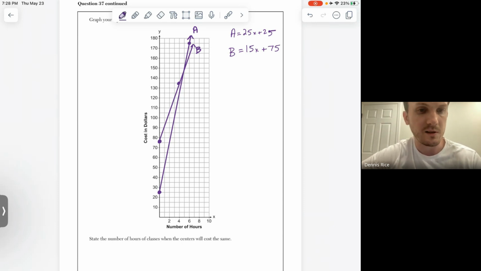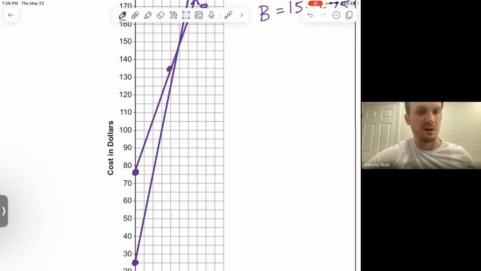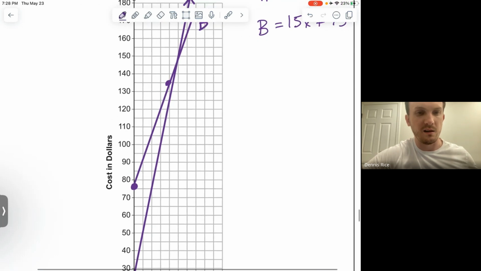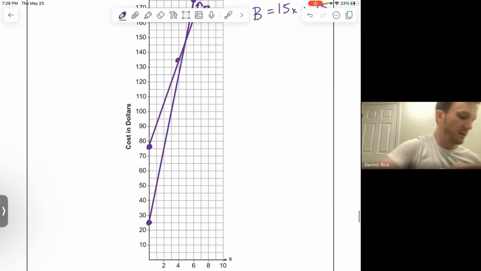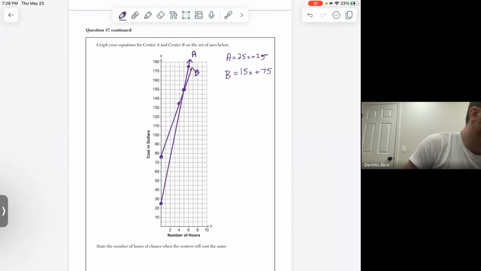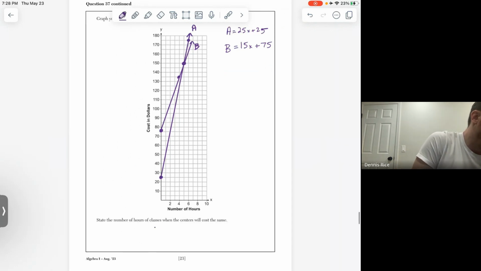And when will these cost the same? Can anyone see it? I know for some reason your page got cut off. But where do these hit? It's kind of hard to see. They hit right here at 5 hours, which is exactly $150. But all we need to say is 5 hours.